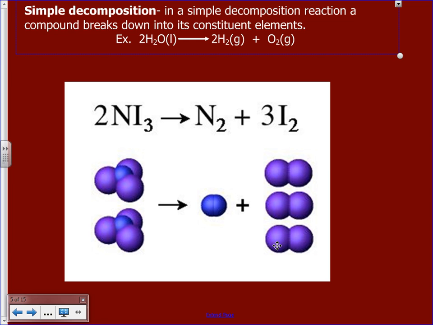Is that reaction balanced? Okay, how many hydrogen over here? 4. 2 times 2 gives us 4 hydrogens. How many over here? 4. Okay. How many oxygen here? 2. How many over here? 2. Okay? So that one is balanced. Another example, nitrogen triiodide breaks down into nitrogen gas and iodine liquid.